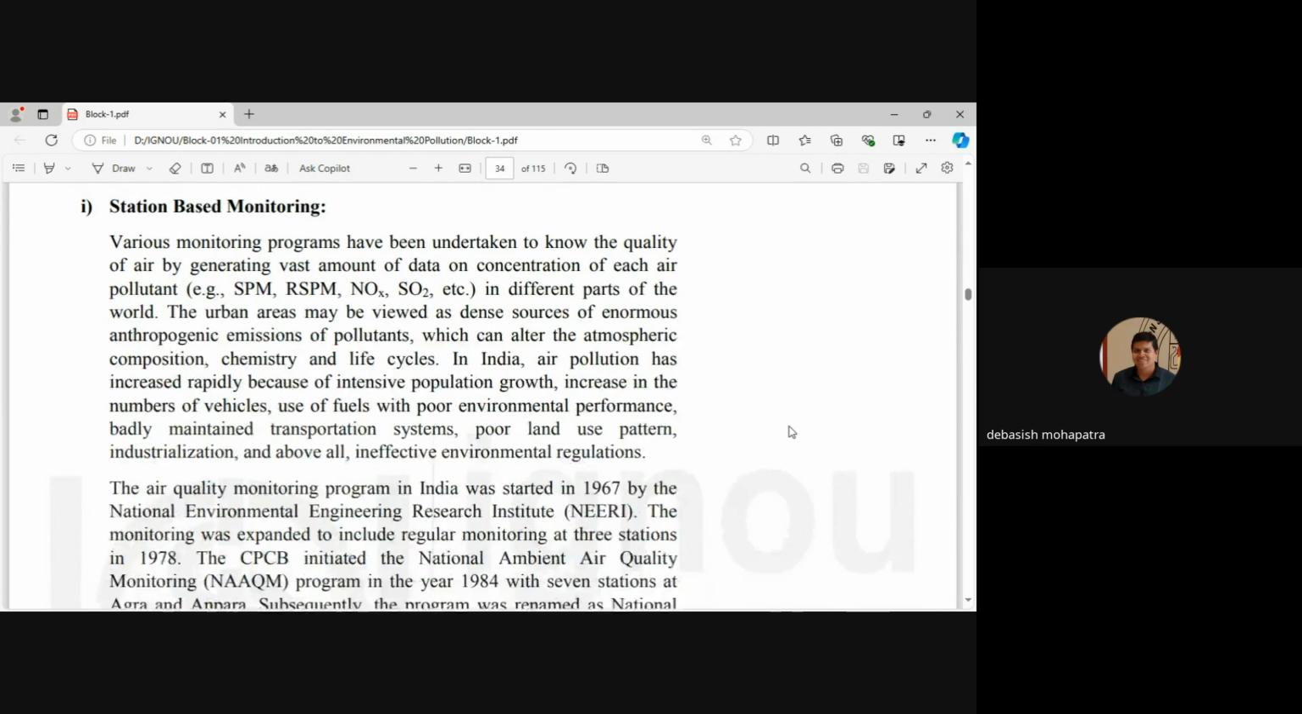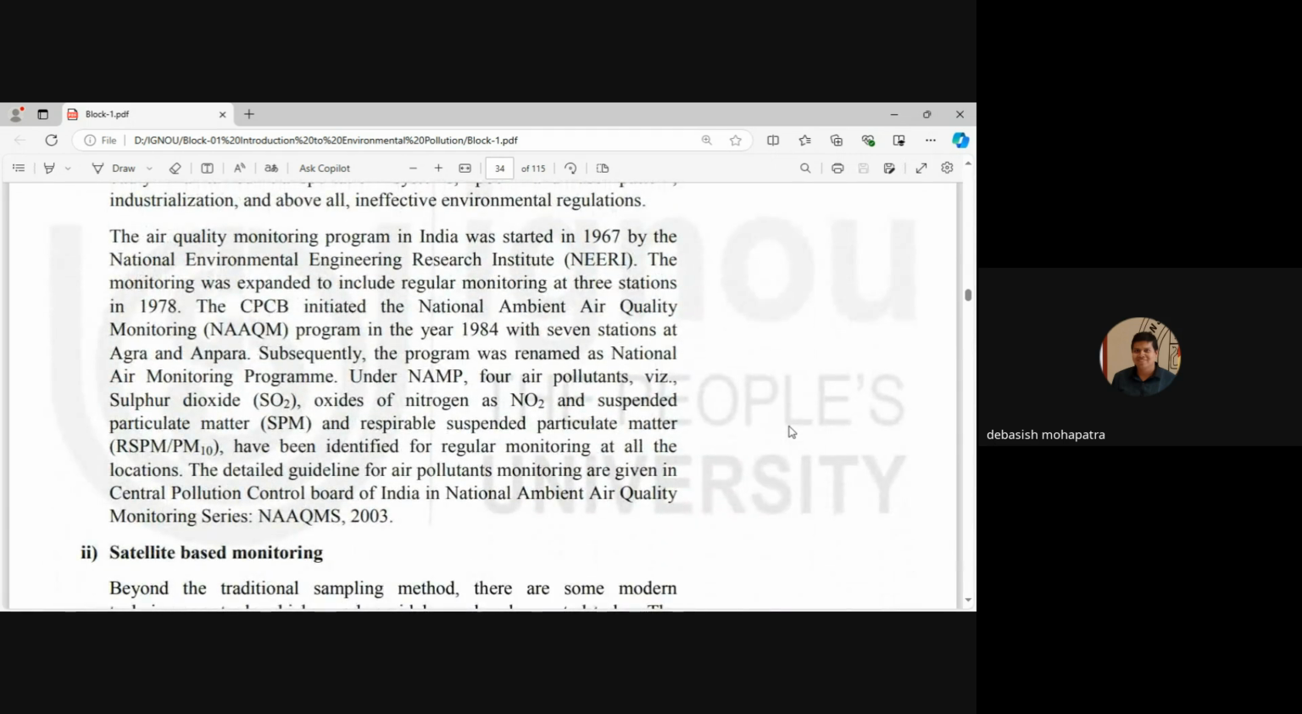The air quality monitoring program in India was started in 1967 by the National Environmental Engineering Research Institute, NEERI, and the monitoring was expanded to include regular monitoring at 3 stations in 1978. The CPCB initiated the National Ambient Air Quality Monitoring (NAAQM) program in the year 1984 with 7 stations at Agra and Anpara. Subsequently, the program was renamed as the National Air Monitoring Programme, NAMP.